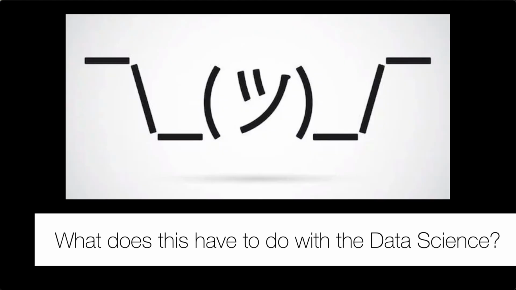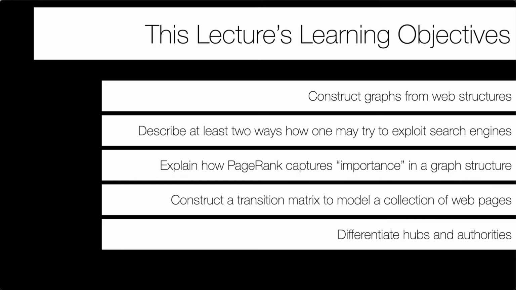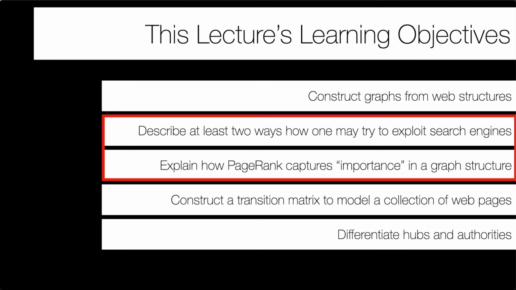So you may rightfully ask, what does this have to do with data science? Why do we care here? In this space, one of the things we want to understand is how we extract useful insights. One of the sets of insights we care about is high quality data. So now we'll move on to talk about how people may exploit search engines to try and inject low quality data into search results. We can use the techniques from data science to understand something about trust or importance in graph structures that help us address and resolve these potential exploits.